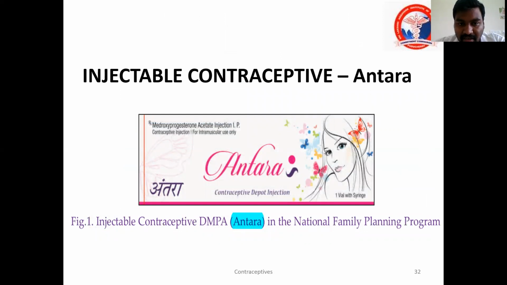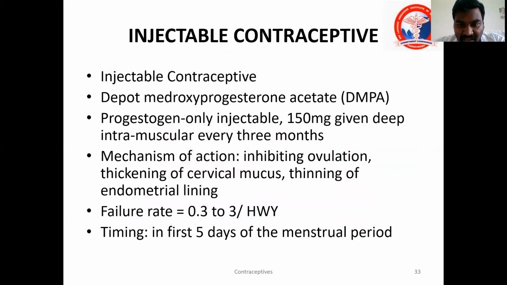And last will be the injectable contraceptive. Antara is available in the public health sector system. The composition is medroxyprogesterone acetate. It is an injectable. Till now, what we were seeing was not injectable, but this is injectable. It is a progesterone-only method, so it can also be given to a breastfeeding woman. The dose is 150 milligram. The route is intramuscular.